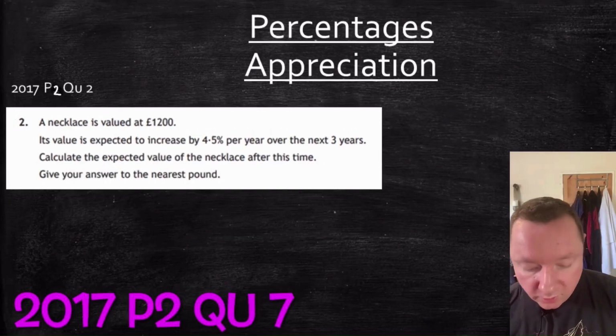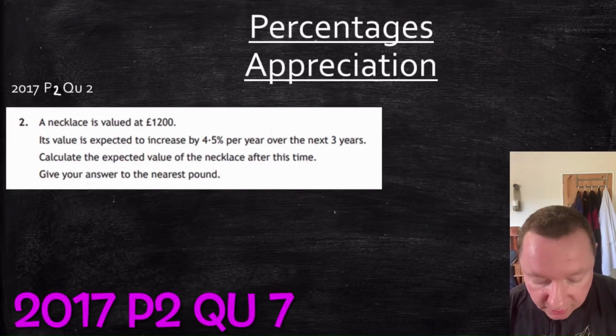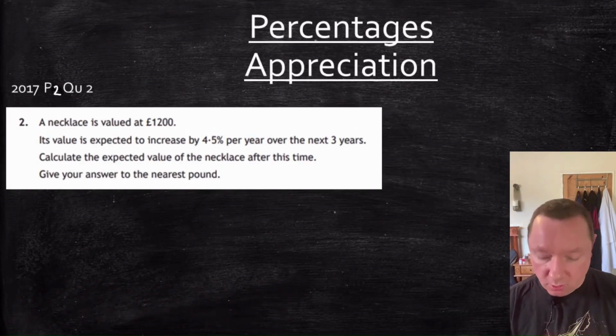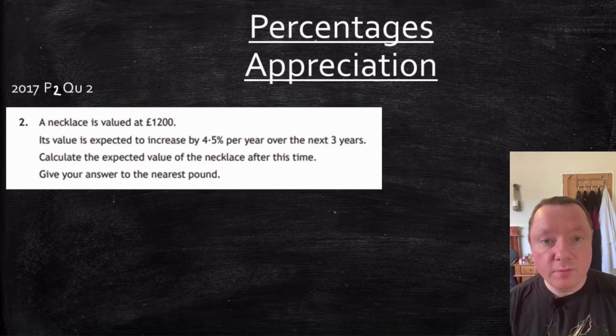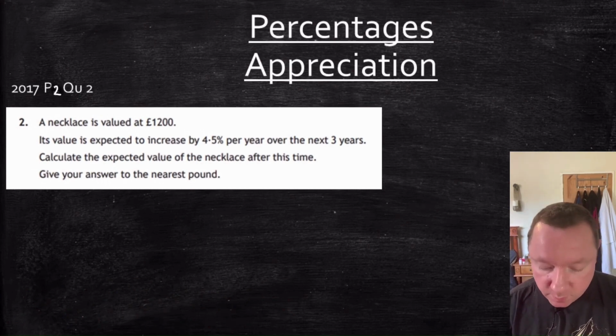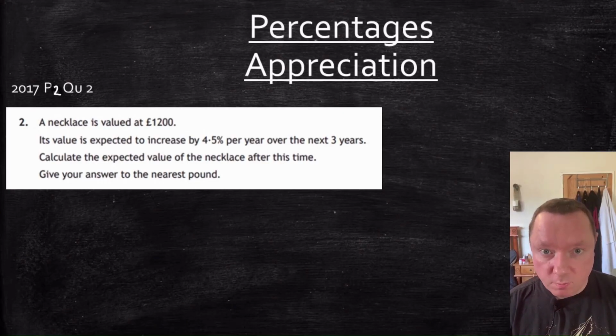Okay, now 2017 paper 2 question 2 says a necklace is valued at £1,200. It is expected to increase by 4.5% per year over the next 3 years. Calculate its expected value after this time. Give your answer to the nearest pound. Be careful, remember to round.